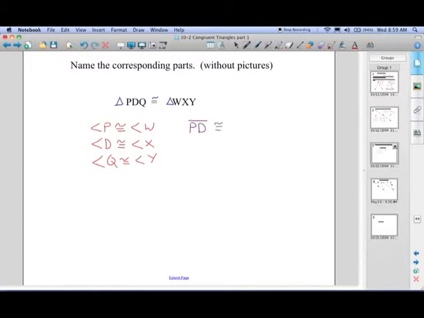Side PD, the first two letters, is congruent to side WX in the other triangle. Side DQ in the first triangle is congruent to XY in the second triangle. And finally, the last combination, side PQ, is congruent to WY. So you're going to have to be able to name the corresponding parts, the angles and the sides, for pairs of triangles that are congruent.